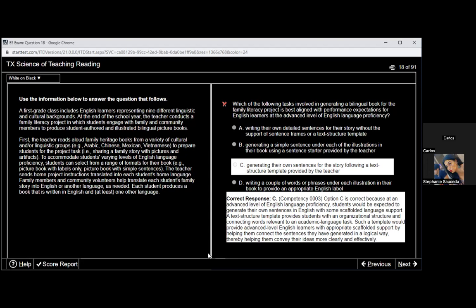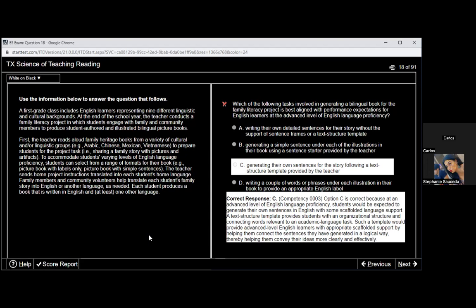So like their church members, whatever legs of the community they are part of, or spokes of the community, they're going to reach out and engage with those. First, the teacher reads aloud family heritage books. So another time marker. This is what she does first, reading aloud family heritage books from a variety of cultures and or linguistic groups. For example, Arabic, Chinese, Mexican, Vietnamese, to prepare students for the project task.